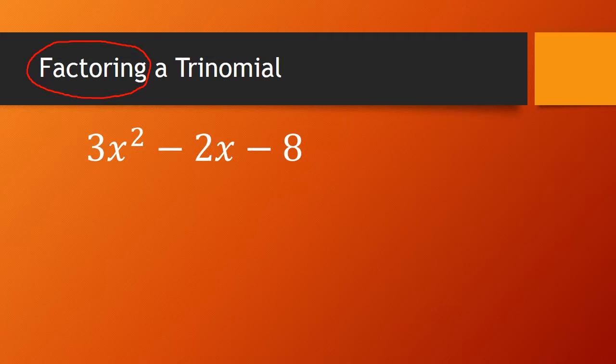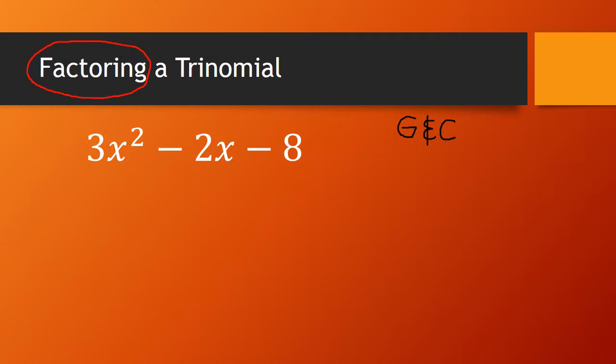This is not the difference of perfect squares, so I'm not going to be able to use conjugate pairs to factor this trinomial. So the only choice that I have here that can help me factor this trinomial is guess and check. I have to guess the factors and check for correction.